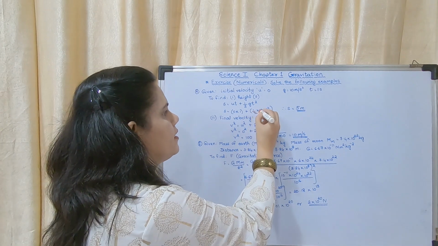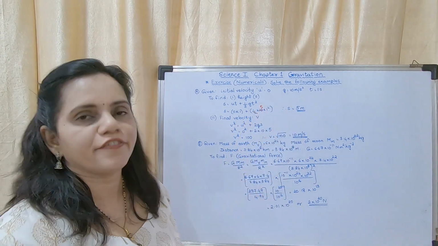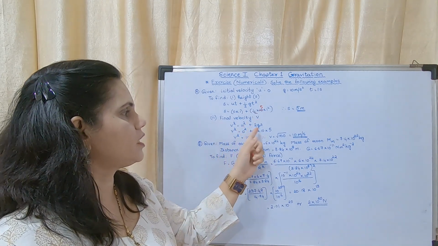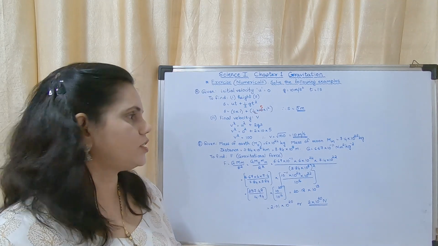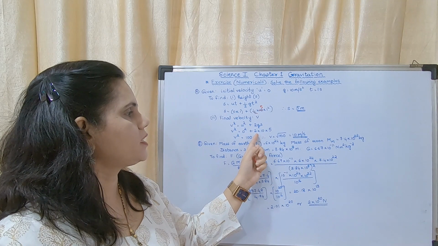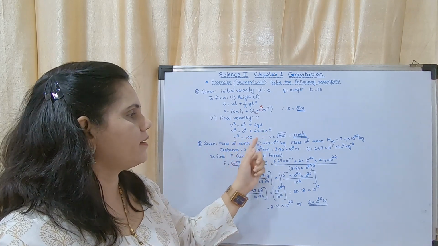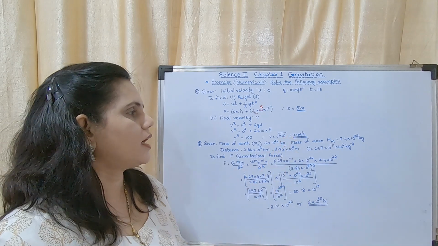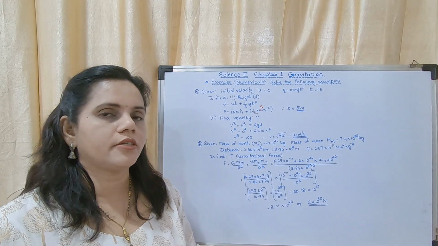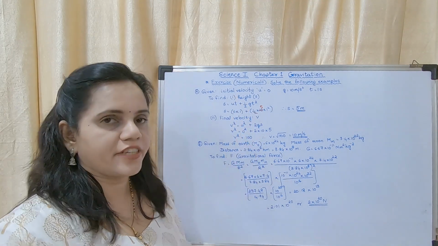2 and 10 will get cancelled to get 5, and so the answer will be 5. Okay. Now the next, final velocity: v square is equal to u square plus 2gs. V square is equal to 0 square plus 2 into 10 into 5. So v square is equal to 100. Therefore v is equal to 10 meter per second. You may do it with the first equation also. You try it. Okay. Now this is the first question.